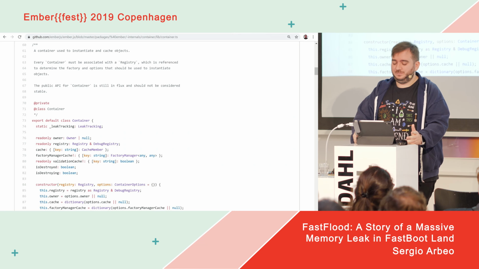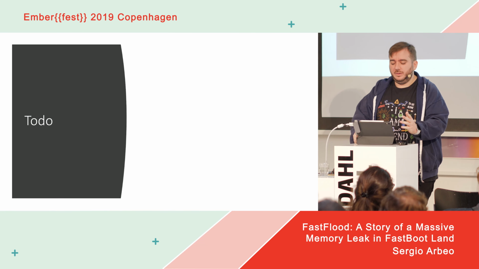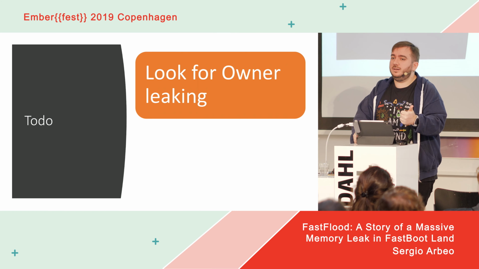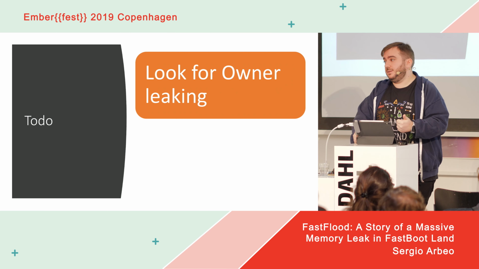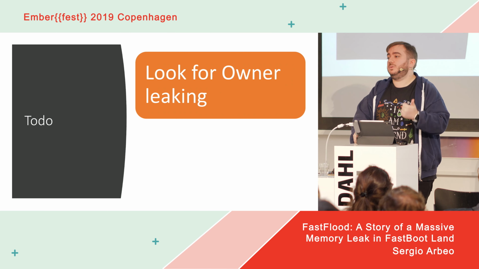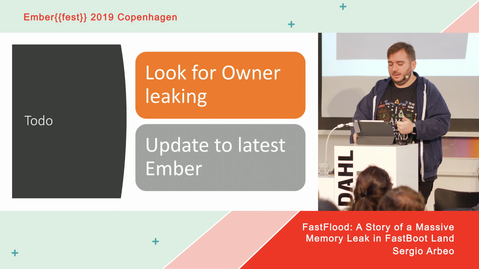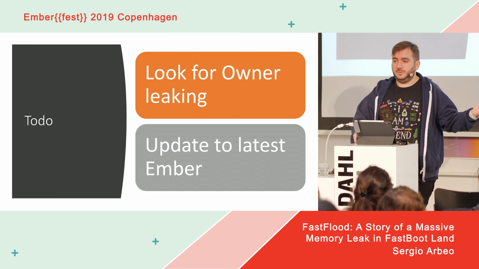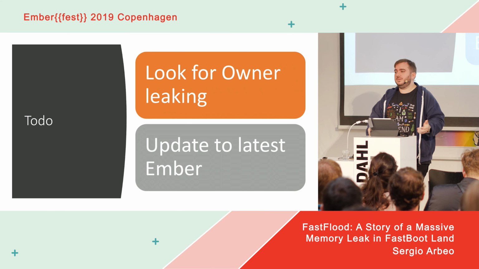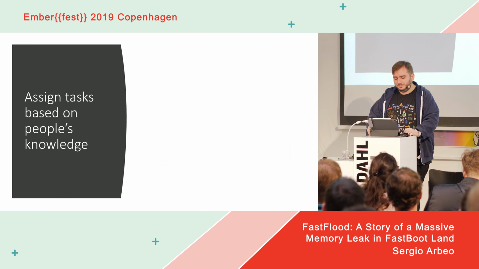So what we did, okay. First thing, look for owner leaking. Maybe we have changed some usage of the owner API. Maybe not us, maybe a dependency. So we spent a lot of time looking for owners. And update to latest Ember. We couldn't update to latest Ember because of reasons that I cannot tell you. Otherwise, there will be a lawyer sending me a letter, and that's not nice.